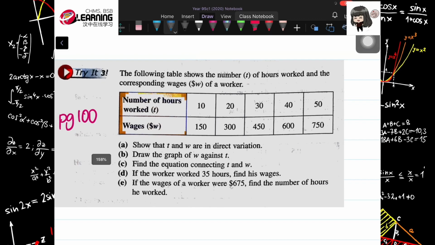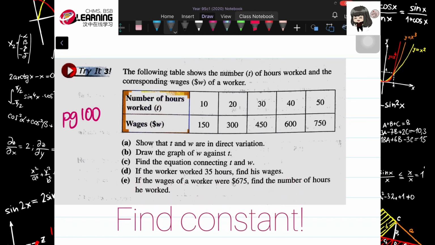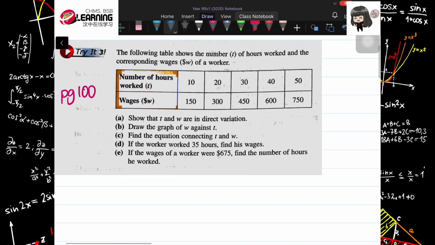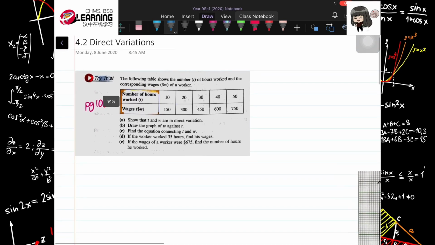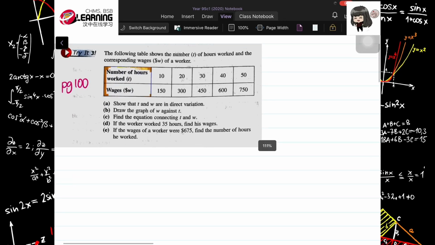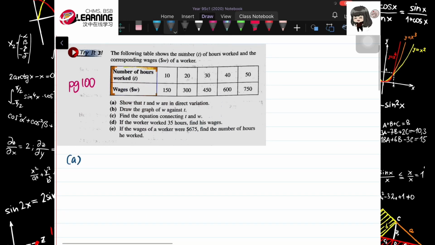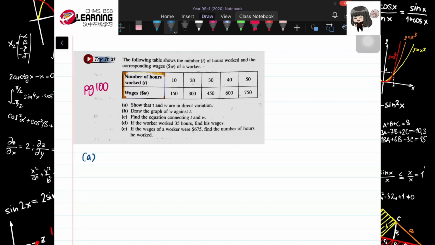Part A: how do we actually show that T and W are in direct variation? As I said just now, there must always be a constant. If we find that it's a constant, where all the numbers are the same, then we have shown that they are in direct variation. So to do part A, we find W divided by T.